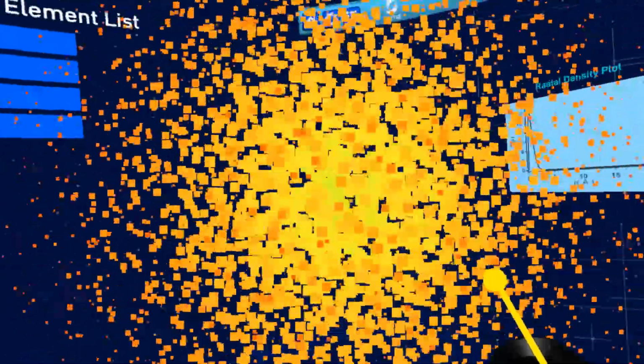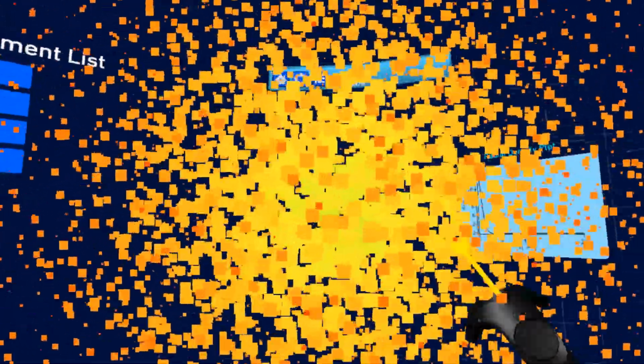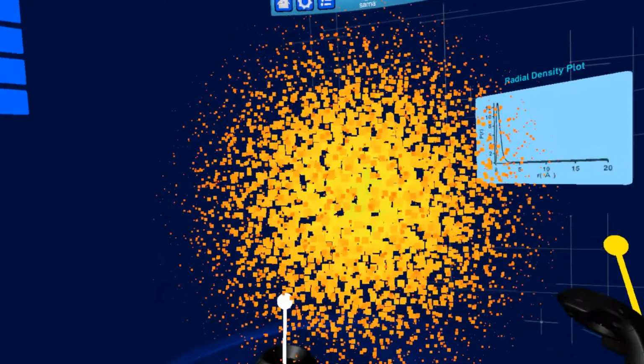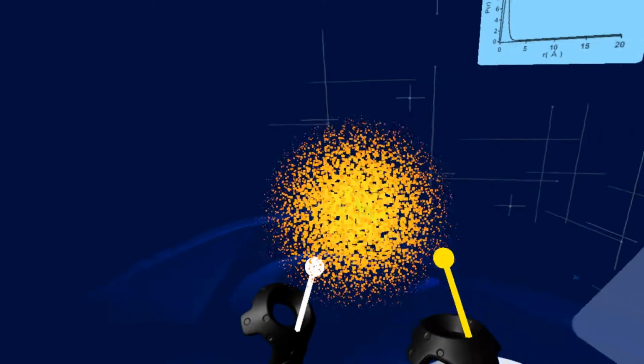And so what we see here is a map where the brightness and the size of these dots in each volume element tells us about the probability. The brighter it is, the higher the probability, and the darker it is, the lower the probability of finding an electron there.